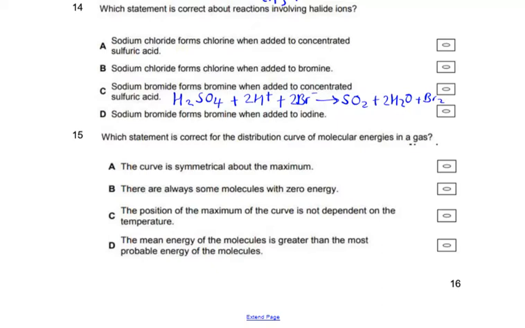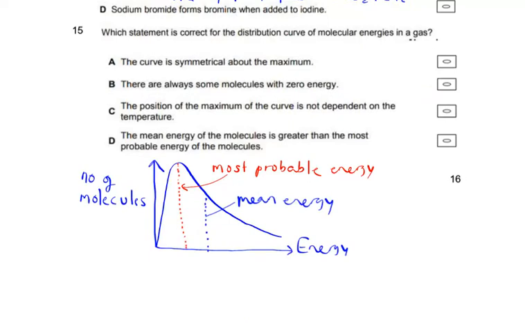Question 15 is asking about the Maxwell-Boltzmann distribution, which we studied in the kinetics in the rates of reaction topic in year 12. I've drawn the Maxwell-Boltzmann distribution here. Up the y-axis you have the number of molecules, along the x-axis you have the energy. The peak indicates the most probable energy. Because the curve is asymmetric, the mean energy lies to the right of this value. So the correct answer is D.